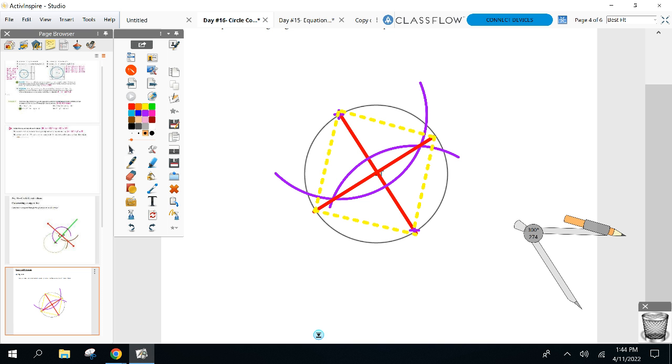I totally understand why the sides are equal. Congruent arcs imply congruent chords. Totally understand that. Anybody want to prove to me, what do you know about all 4 angles in a square? They're right angles. Anybody want to prove to me how I know that that is definitely a right angle? Other than it's a square. I need more than that. Jonah?